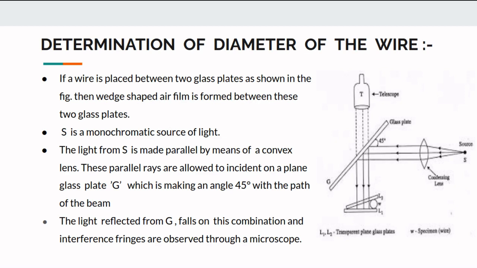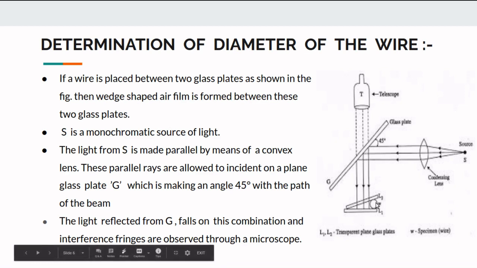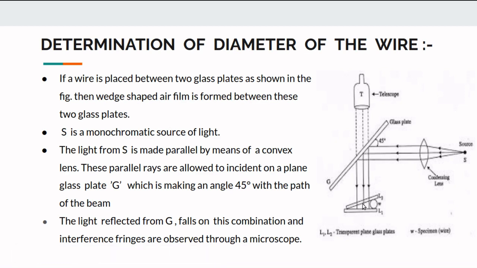The diameter of the wire is determined by this experiment. For the determination of diameter of the wire, the experimental setup is as shown in the figure, and the wire whose diameter is to be determined is placed in between the two glass plates. Then a thin wedge-shaped air film is formed between these two glass plates. This is the experimental setup.